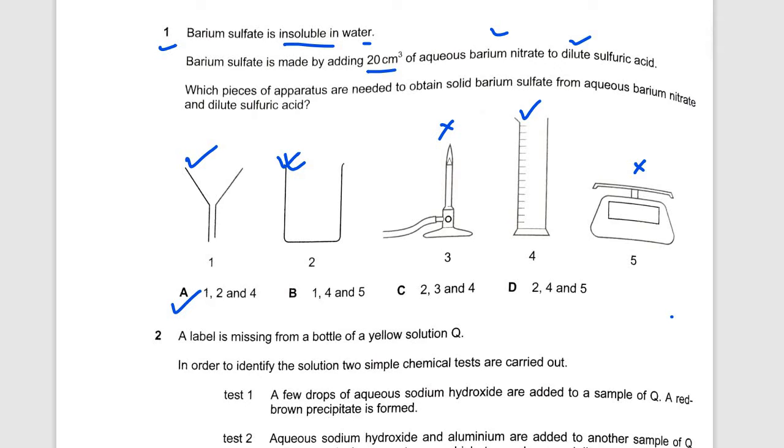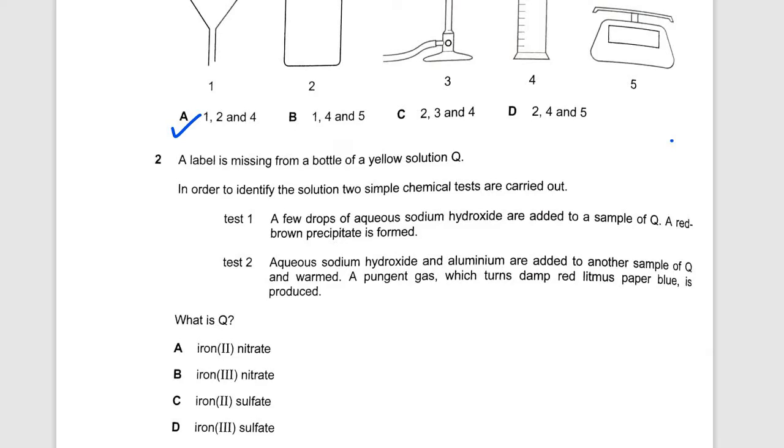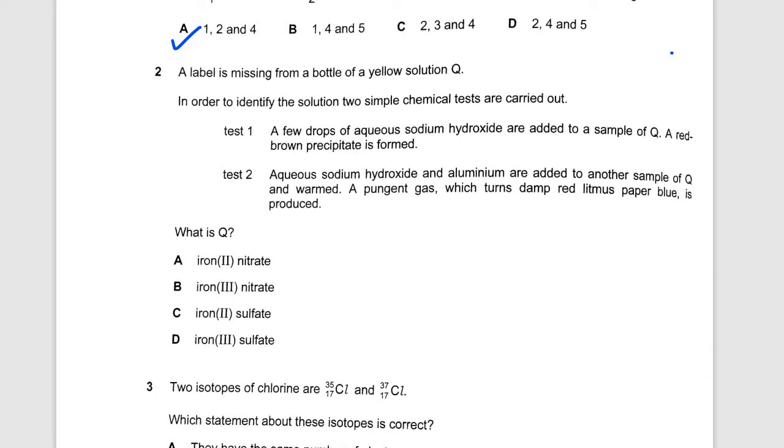Now let's see question number 2. A label is missing from the bottle of yellow solution. So there is a bottle which has a missing label, and this is your Q. I want to test it. So you take a sample from Q, you add sodium hydroxide, and a red-brown precipitate forms. So what is the red-brown precipitate? It's Fe3+. That is very common, the rusting process we have learned.